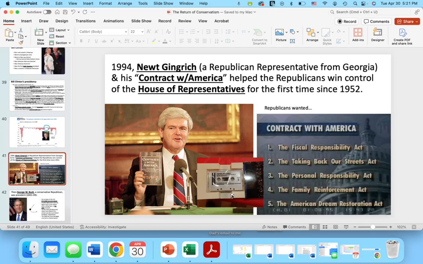And he basically made up these cassette tapes, and he told the other Republicans who were running for office, listen to the cassettes, learn this message, and let's all speak with one voice. And the message basically was Democrats were bad. This is back when the Soviet Union still existed. The Democrats were bad, and we need lower taxes and less spending. Okay, so here you see Fiscal Responsibility Act. They wanted less spending, lower taxes, taking back our streets. They want to be tough on crime. Okay, personal responsibility, family reinforcement. This is pro-life. Okay, and that was very effective for the Republicans.